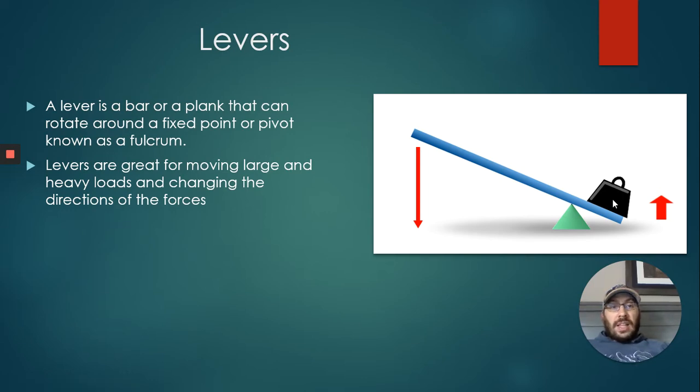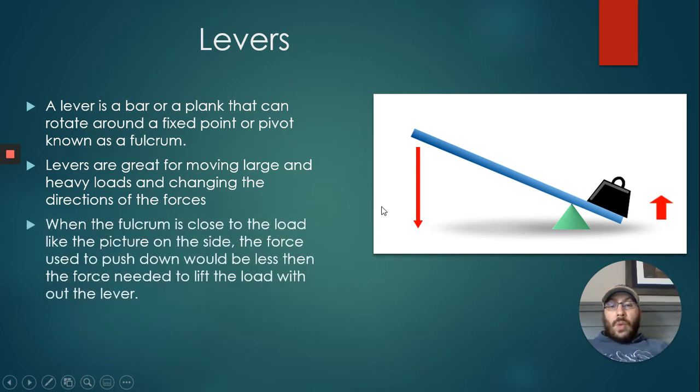And we saw this in the lab. When the fulcrum is very close to the load that we're trying to move, it takes very little force to pull down, and we get a big force out. When the fulcrum is close, like in this picture here, the force pushed down would be less than the force needed to lift the load.